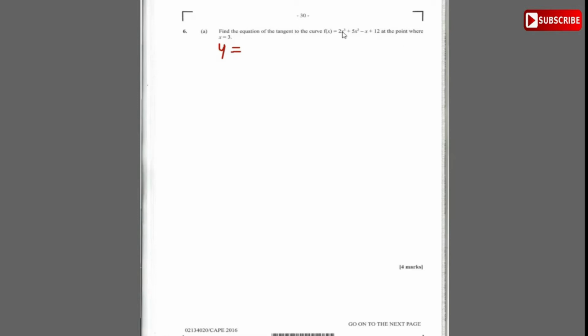2 times 3 cubed plus 5 times 3 squared minus 3 plus 12. I get 108 again. So I say 108 is right.